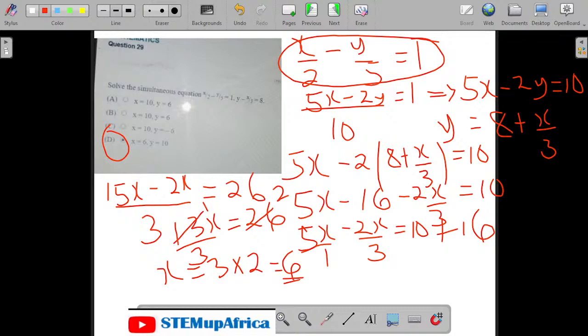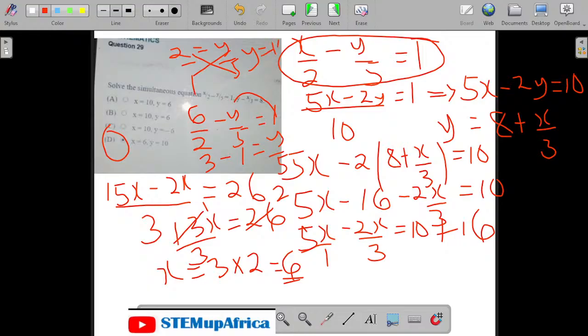We are going to have 6 over 2 minus y over 5 equals to... And what is 6 over 2? That will give us 3. By collecting like terms, 3 minus 1 is equal to y over 5. So 3 minus 1 is 2. So I'm going to have 2 is equal to y over 5, which is 2 over 1. If you cross multiply, your y will definitely give you 10. So that's why I said there's no need solving for y, since x equals to 6 appears only in option D.